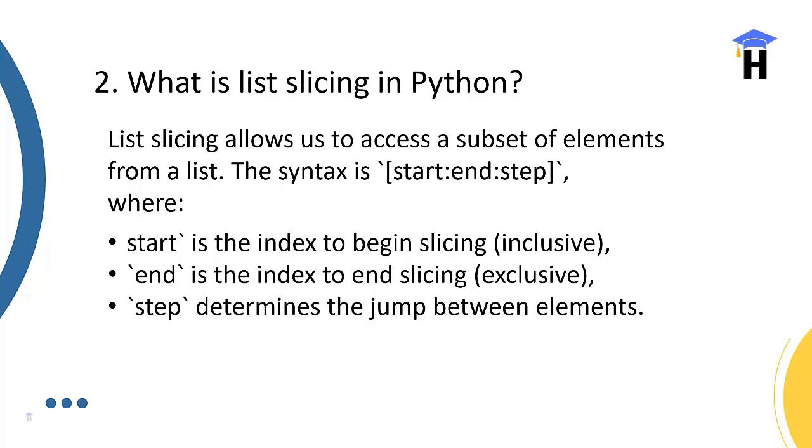This is a very important concept for data science and data structures in Python also. The start index position is inclusive, and the end index of the slicing is exclusive, and step determines the jump between the elements, how many steps you want to slice the data in between.